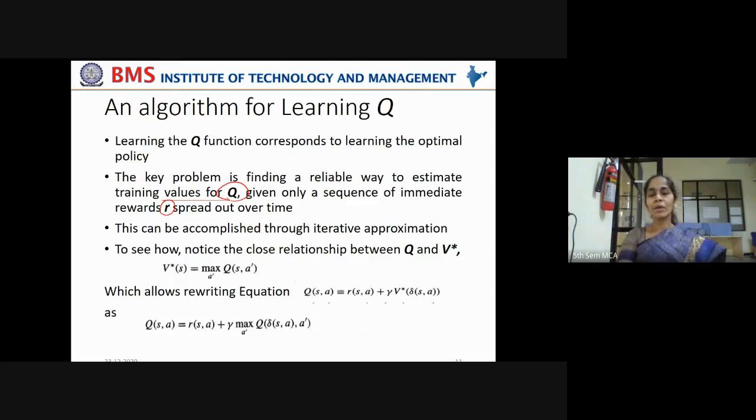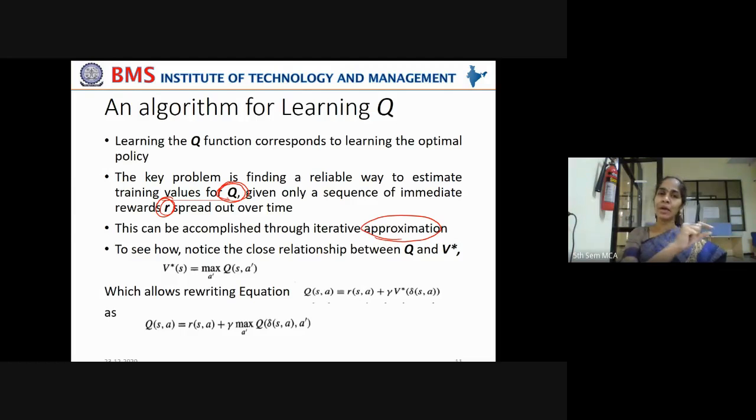So what is the key problem here? The crucial problem we have to cover now is finding the most dependable way to estimate the training values for Q. That is, to learn the Q function given only a sequence of immediate rewards spread over time. It means in a sequence of actions, what would be the rewards encountered? If it is given, then it is easy to learn the Q function. This can be accomplished through iterative approximation.